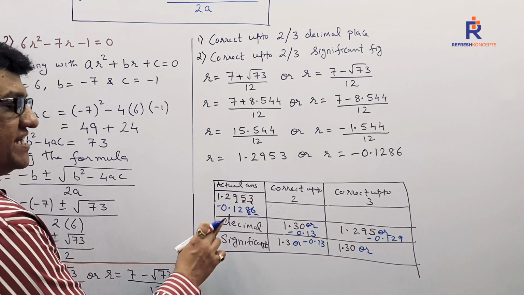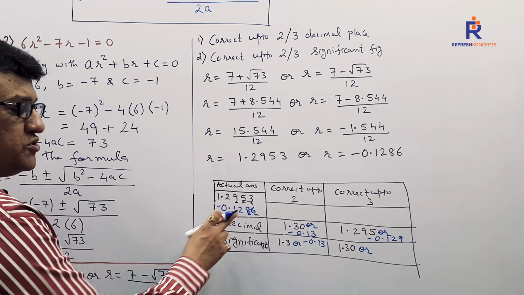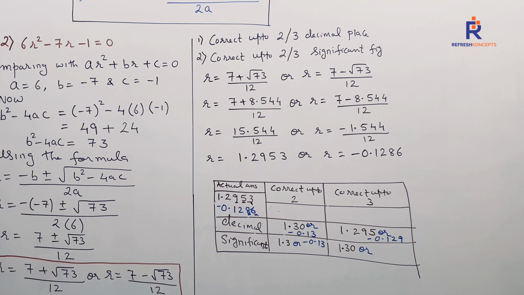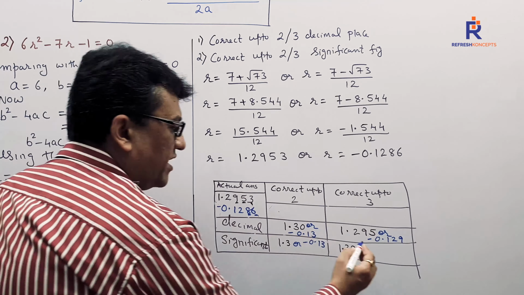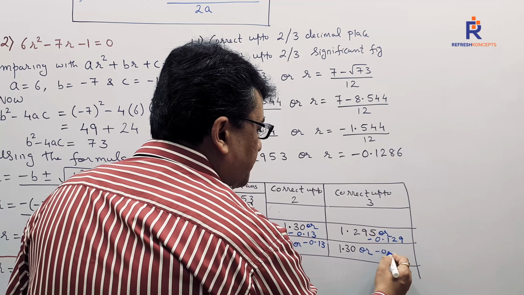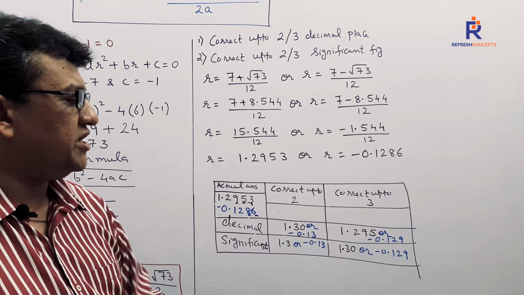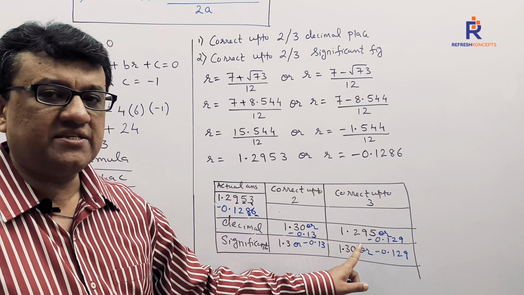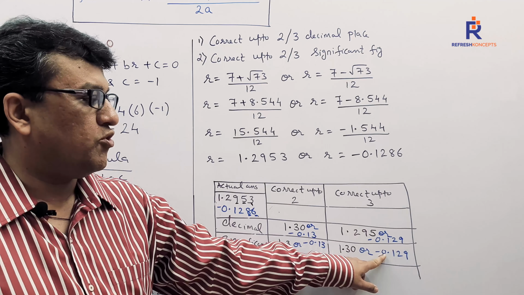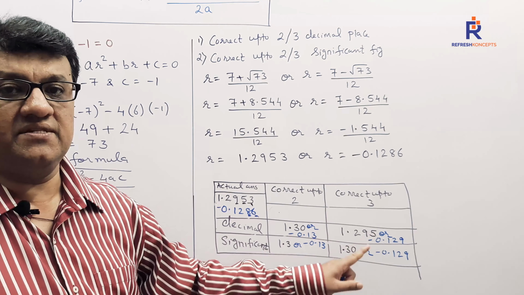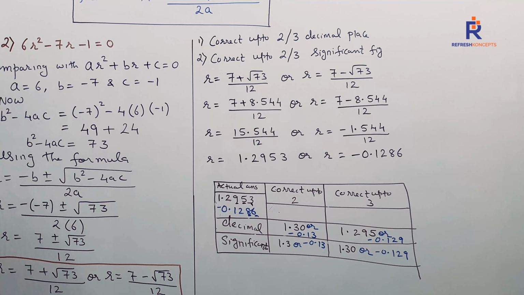Here, correct up to 3 significant. Am I going to look at the fourth one? Is the fourth one 6? So increase the previous one. What answer shall I get? Minus 0.129. There was no alteration here, because the 0 wasn't significant, as it is ahead of the decimal.